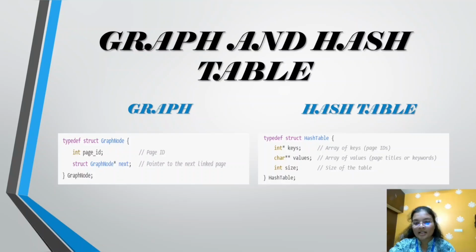Then the hash table. A hash table stores key value pairs. In this case, it maps page IDs to titles or keywords. And the keys, an array that stores the page IDs, their values, an array of strings that stores the corresponding page titles or keywords, and the size variable, the number of elements in the table, which is used for hash table operations like lookup and insertion.